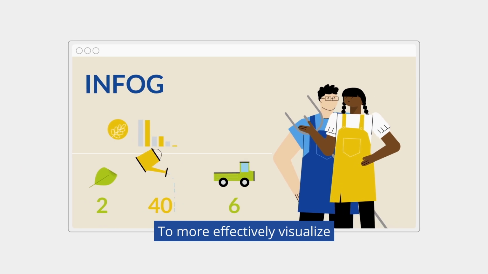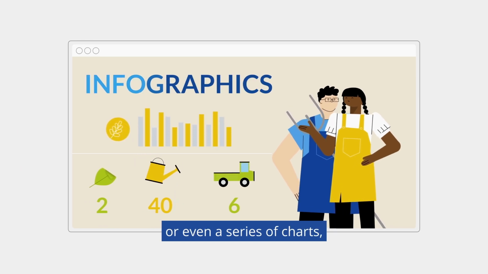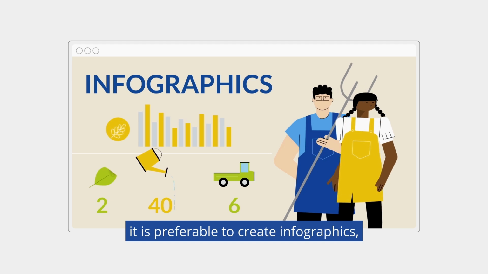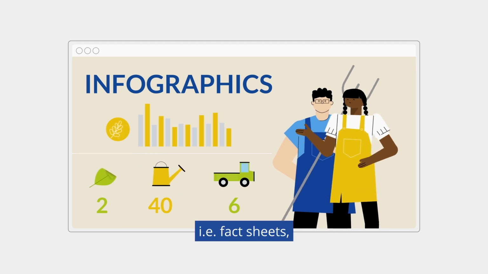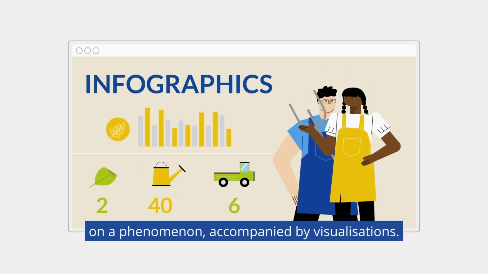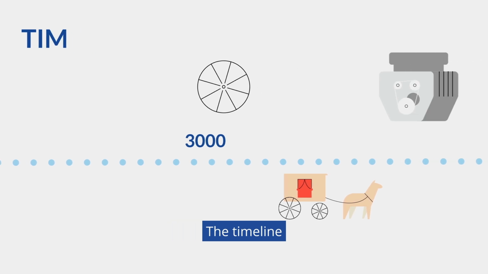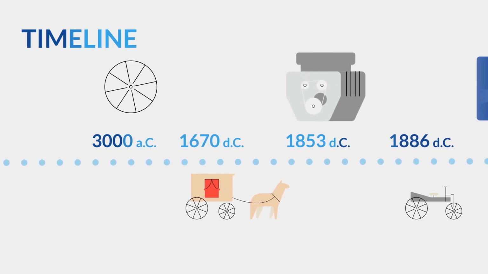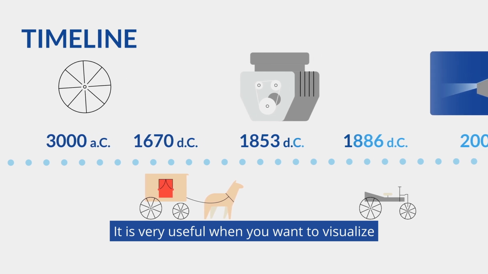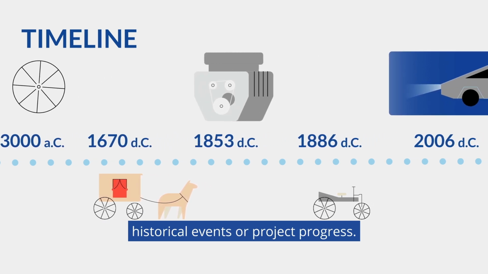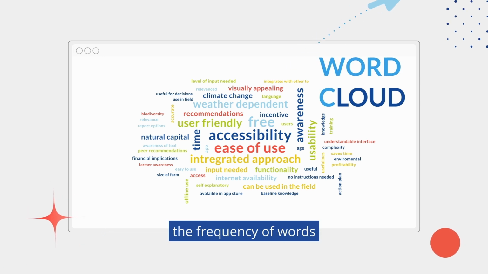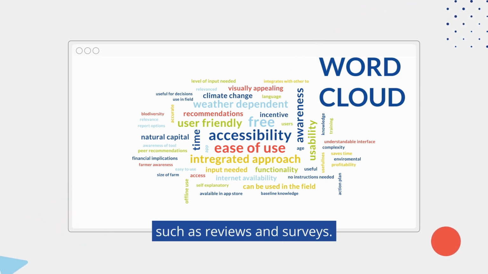To more effectively visualize a series of information or even a series of charts, it is preferable to create infographics, i.e. fact sheets, on a phenomenon accompanied by visualizations. The timeline represents events or data on a linear time scale. It is very useful when you want to visualize historical events or project progress. The word cloud can be used to highlight the frequency of words in large text datasets such as reviews and surveys.